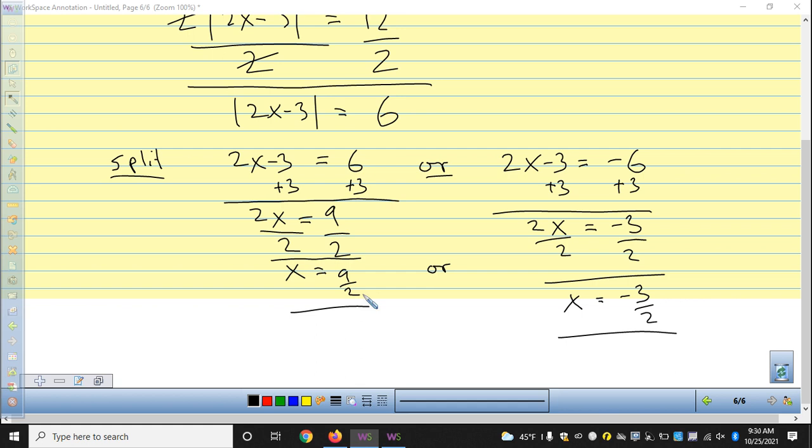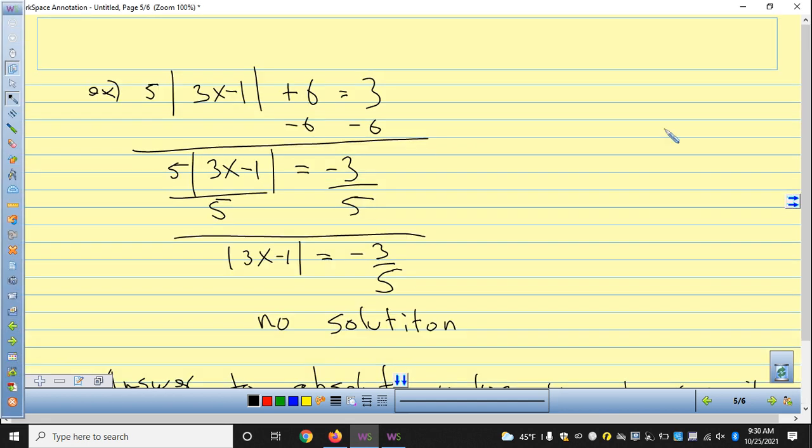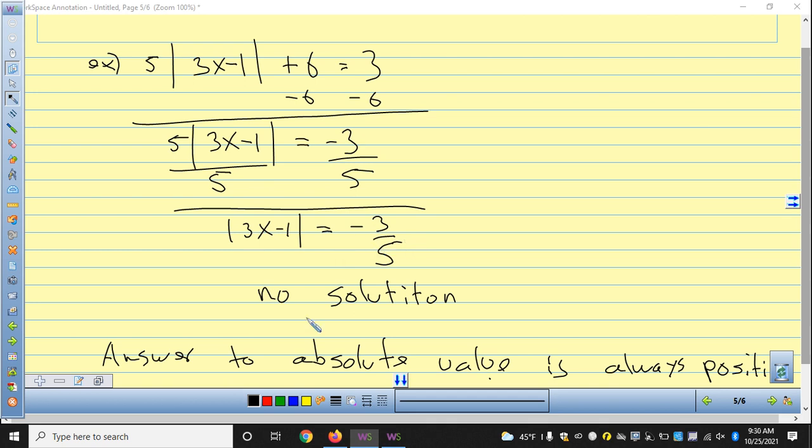So absolute value equations, we always get two answers. We get the absolute value by itself, and then split it into two equations. But our absolute value always has to equal something that's positive. So if we get the absolute value of something is negative, like we did here, then we get no solution.